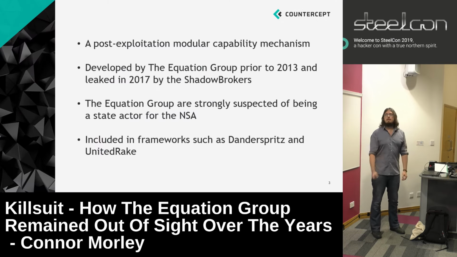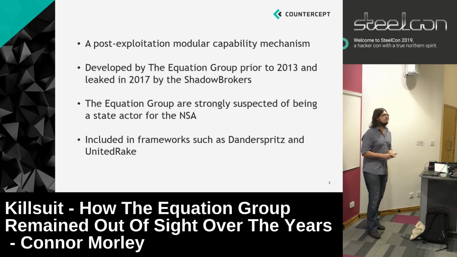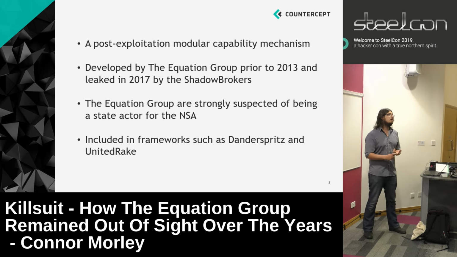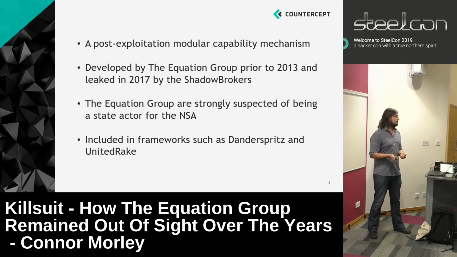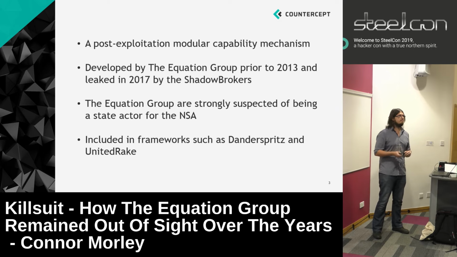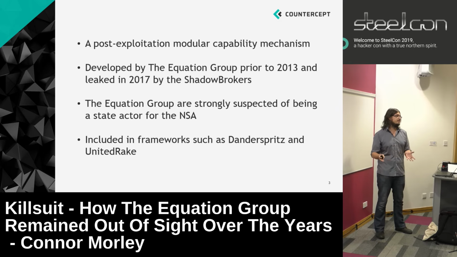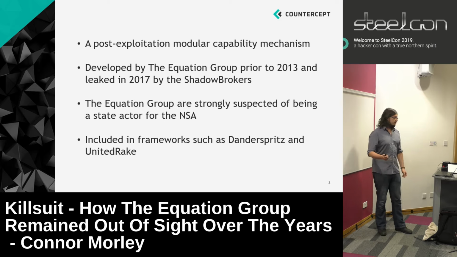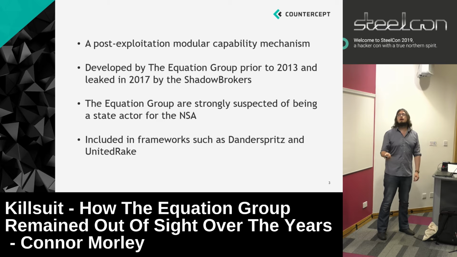KillSuit is a post-exploitation capability modular mechanism. It was developed by the Equation Group as far back as 2013. It was then leaked by the Shadow Brokers in 2017 in the Lost in Translation leak. The Equation Group are, although it's not confirmed, strongly suggested to be associated with the NSA. This makes it a state actor level exploitation mechanism, which obviously makes it exceedingly sophisticated.